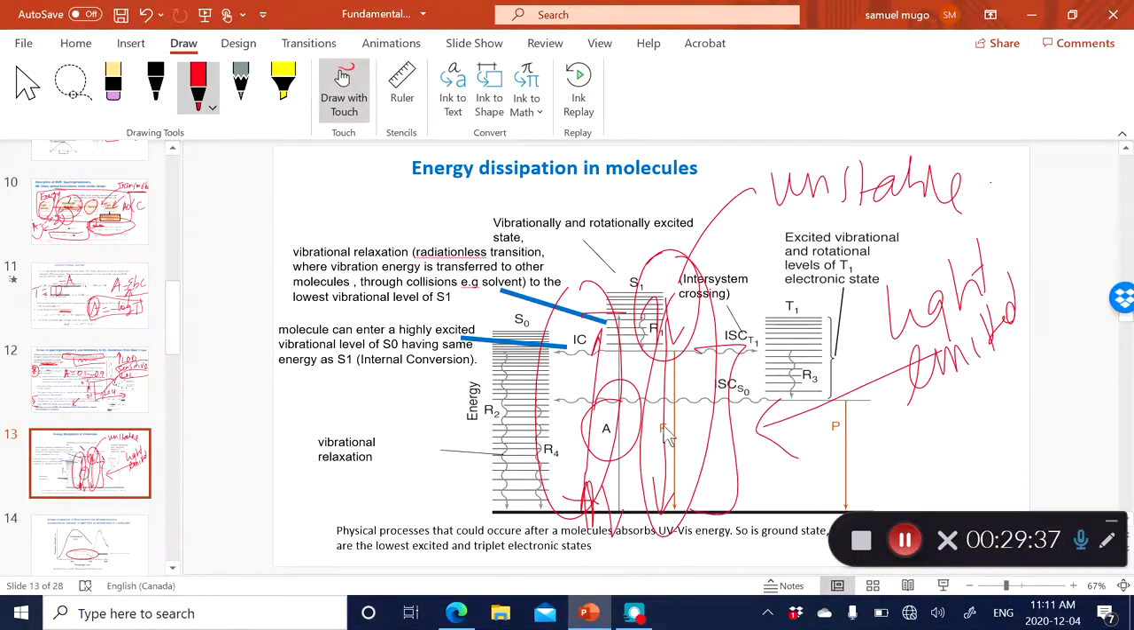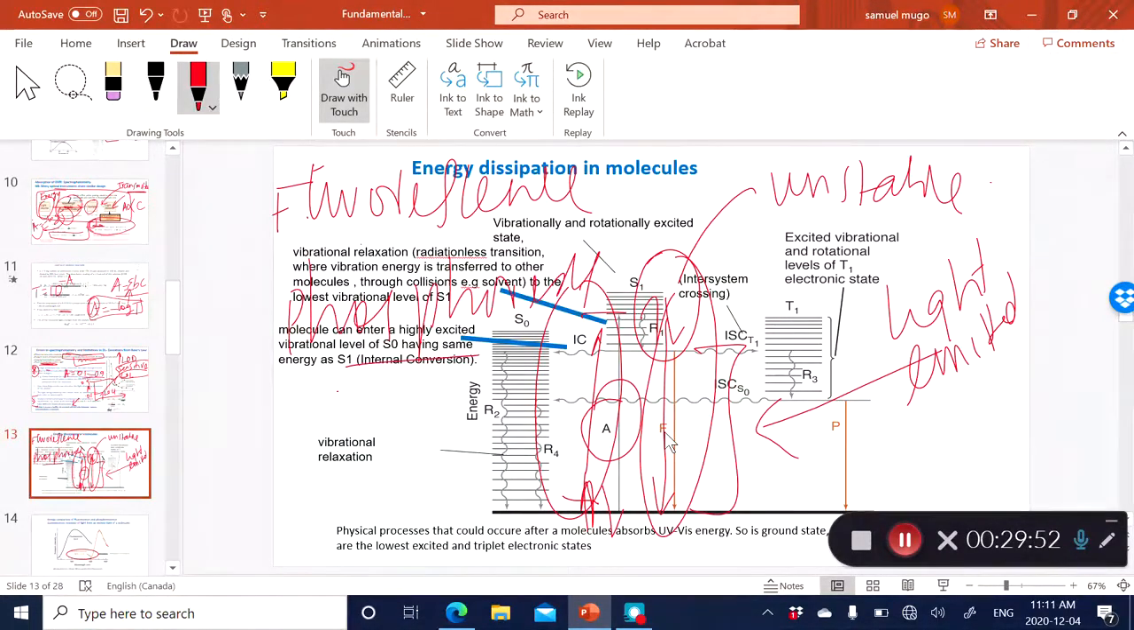There are two types of emission spectroscopies out there. There's what I'm calling F, which is fluorescence spectroscopy, and there's what I'm calling P, which is phosphorescence spectroscopy. So those are two different types of emission spectroscopies.